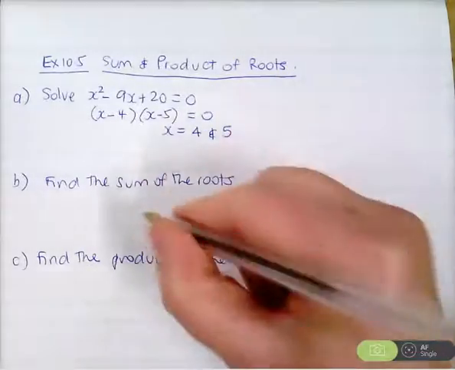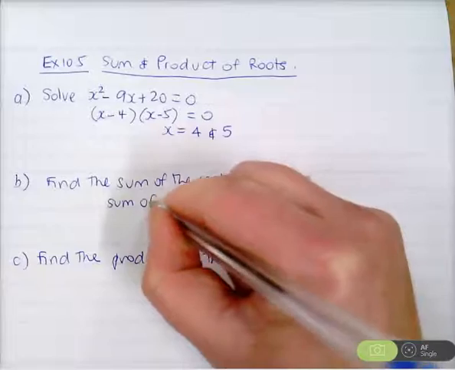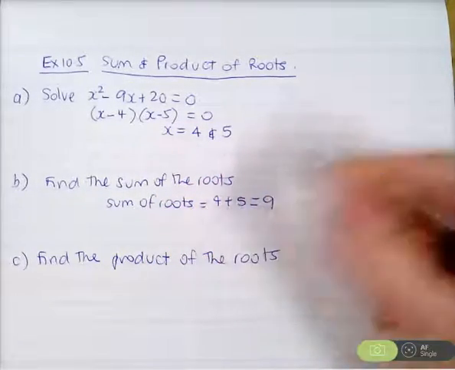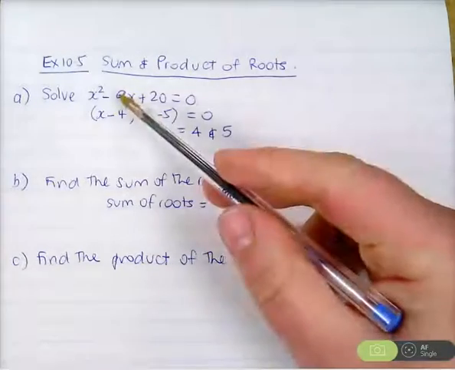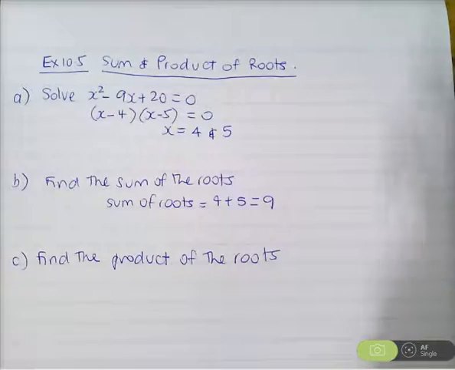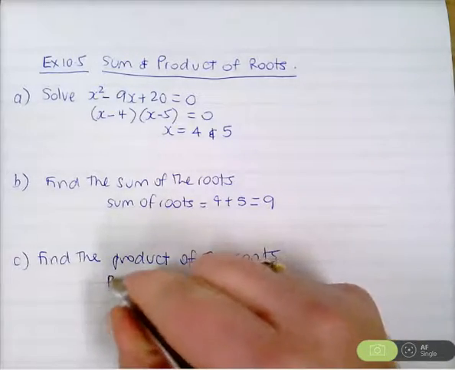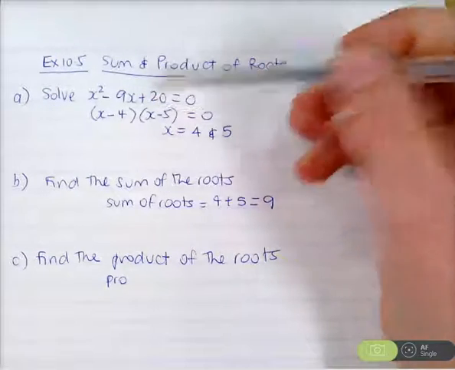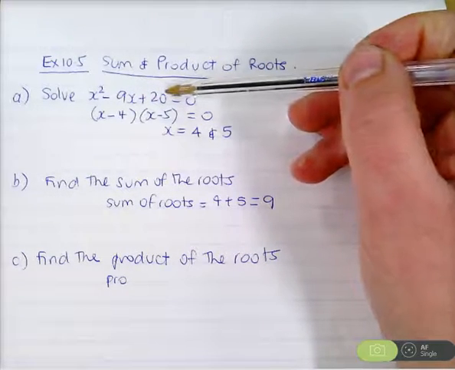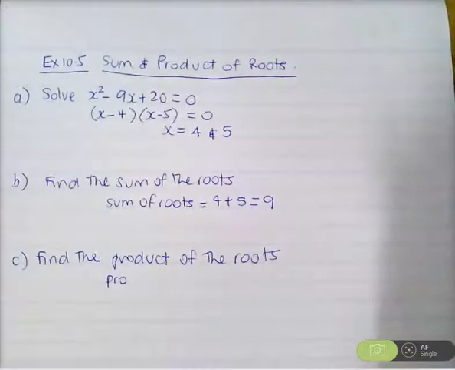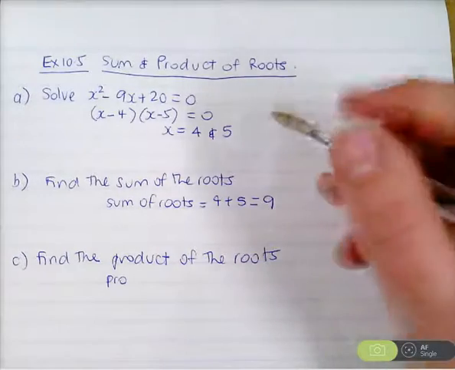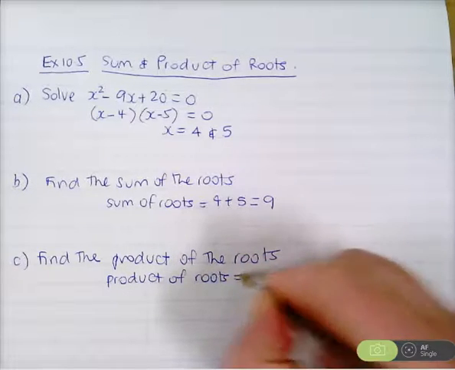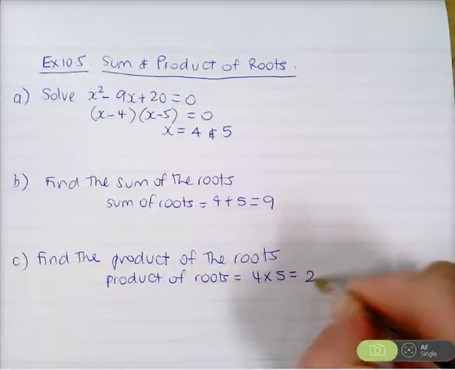What is the sum of those roots? The sum of roots is 4 plus 5, which is 9. Look at the coefficient of the x. What is the product? But girls, you already know that. When you come to factorize this, don't you say what two numbers multiply to give 20, but add up to give 9? So the product of the roots is 4 times 5, which is 20.